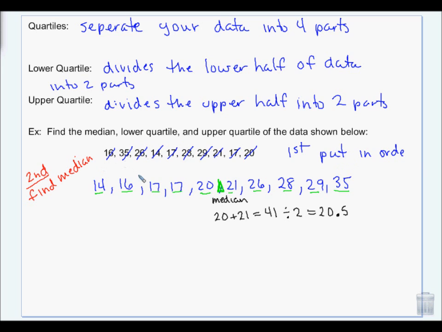Now I'm going to find the lower quartile. So I have this bottom half right here. Isn't this the middle number? This is my lower quartile, because it's the middle of the bottom half. And if I ended up with just 4 numbers here, I would do the same thing I did with the median. I'd add the 2 numbers on either side of the middle together and divide by 2. And then when I find the upper half, my upper quartile, I go in the middle there. And that is the upper quartile.